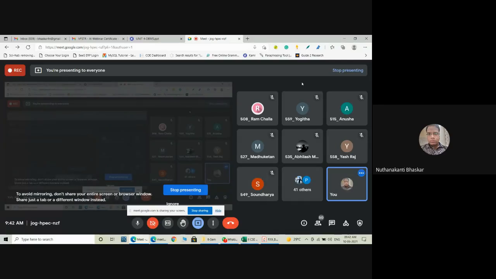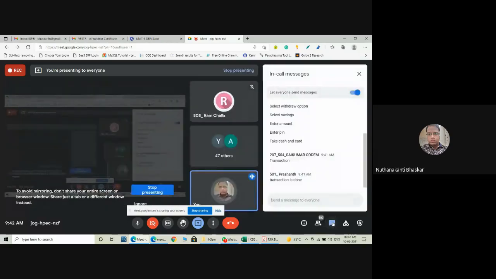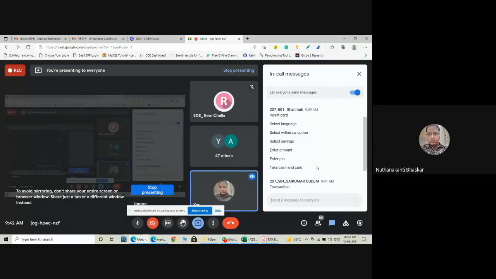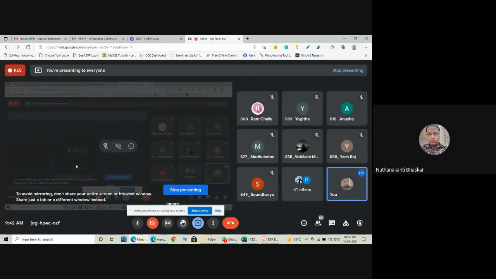Hello. Based on your answer, please tell me what is a transaction. You only told that after getting the money, it is called a transaction. And when you want to perform this money withdrawal from ATM, you are given so many steps. So tell me, what is the definition of transaction?